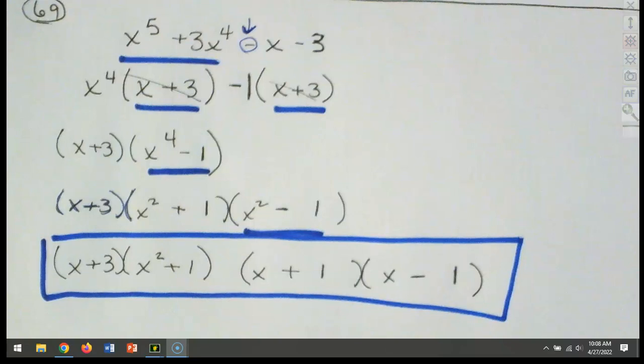Let's try another one. Let me pick out a different one here. Another simple one. How about 55? Let's try an easy one again. Question 55.